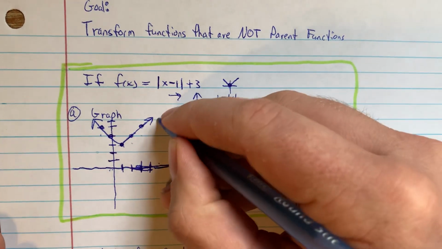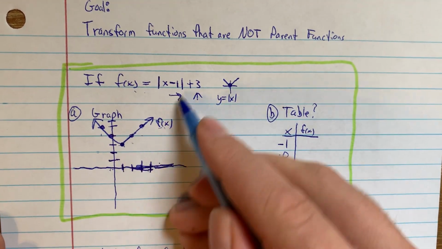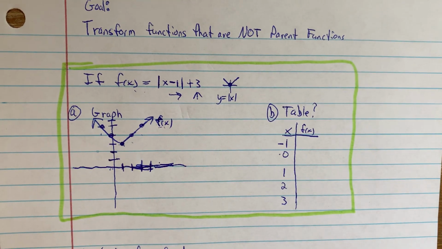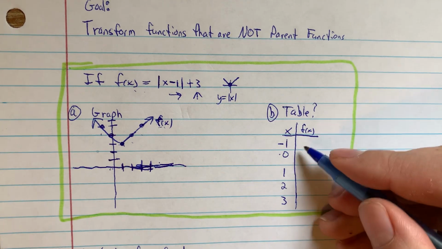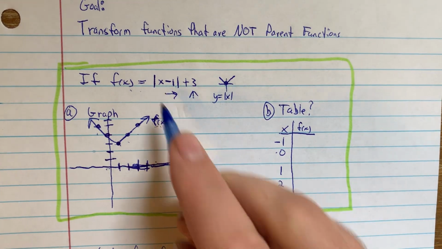This is f of x. Notice that we use the same name for the equation, the graph, and the table because these are the same function, just shown different ways. So we use the same name, f of x. What about a table? What are the different values of f of x for these different x values? Well, we can just plug in.